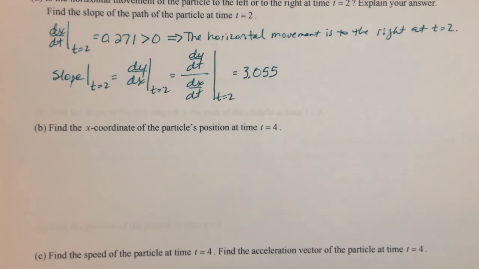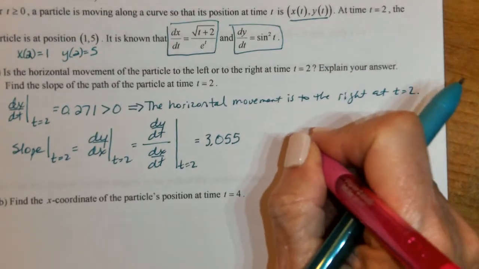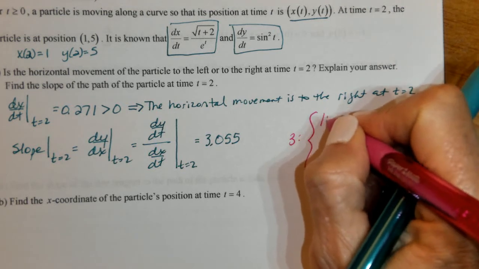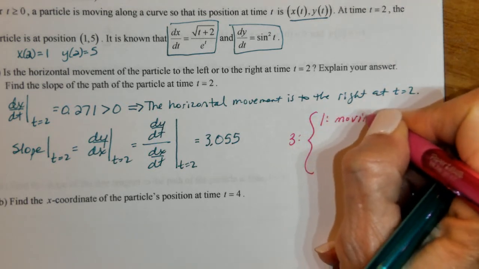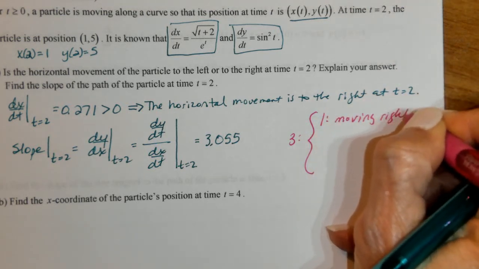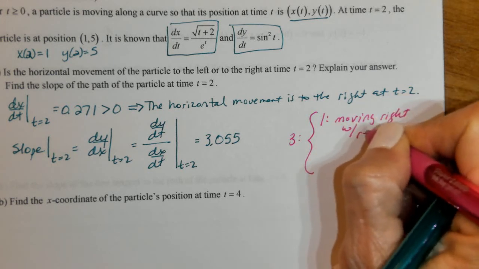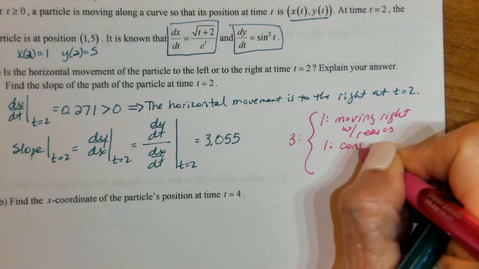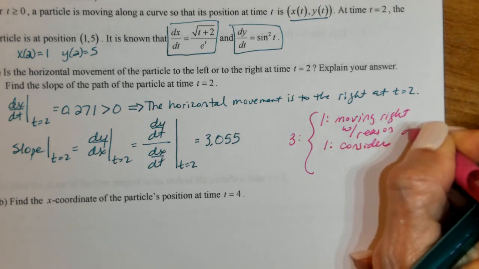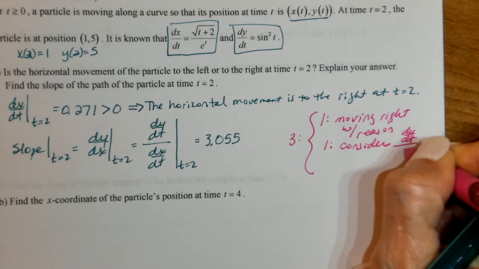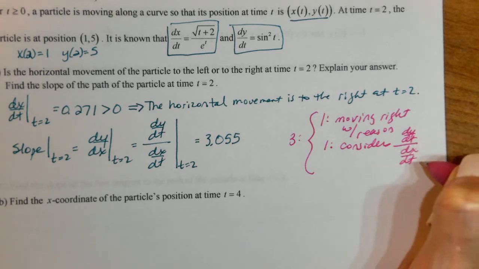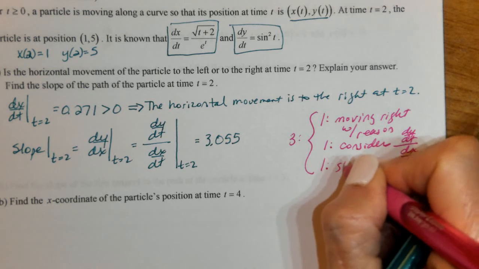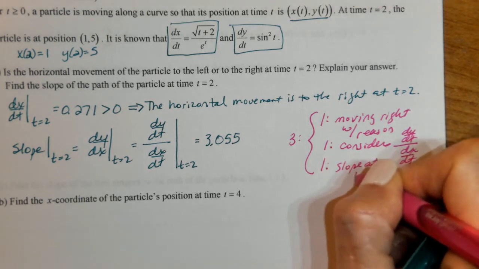Okay, this part was worth 3 points. There was a little bit involved there. 1 point for moving right with reason. 1 point for considering dy/dt over dx/dt. So they did give a point for writing that. And 1 point for the slope at time 2.